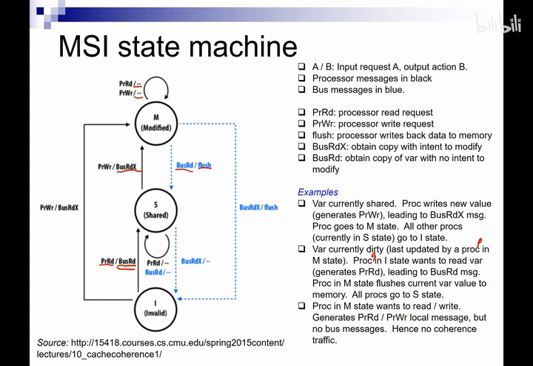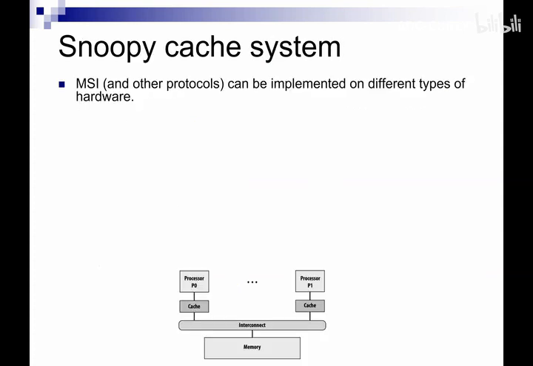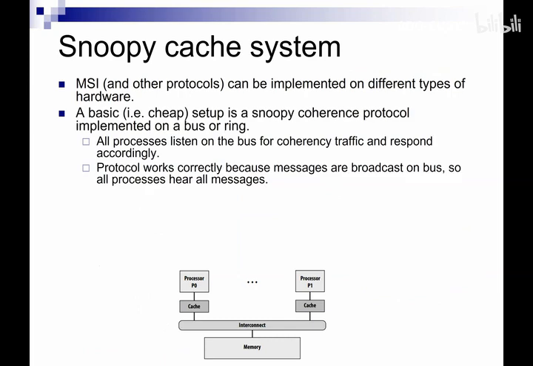Okay, so that is the MSI cache coherency protocol. So next, we're going to look at how you actually implement this protocol in different types of hardware systems. The first type of system that you can implement MSI in is called the Snoopy cache system, and this is actually sort of the simplest system in which you can implement MSI.